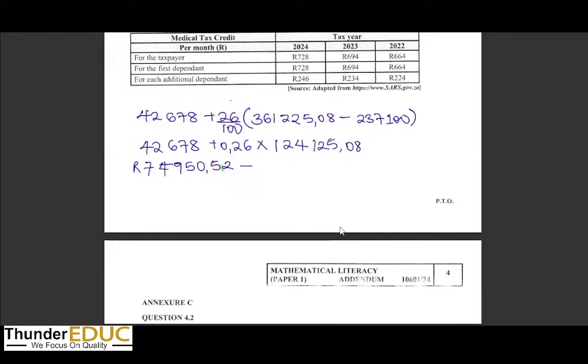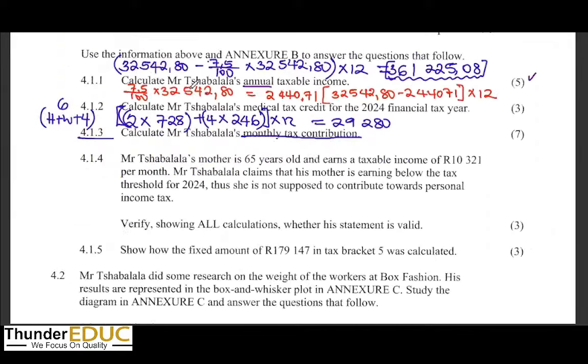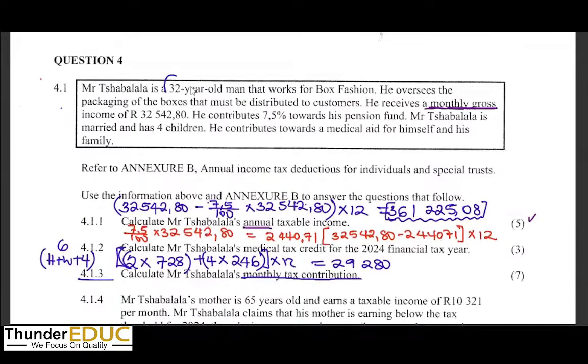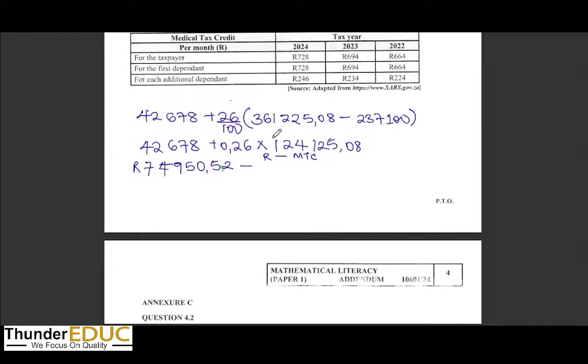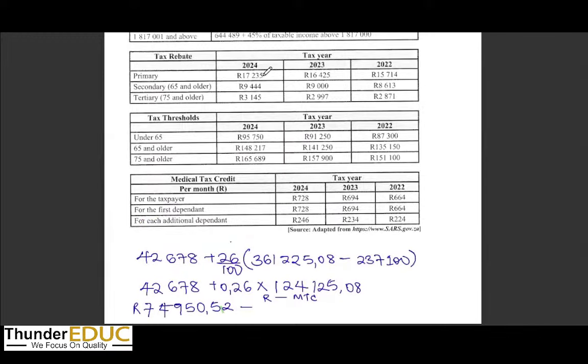and we have 52 rands. Now, this is when we subtract the rebate and we subtract the medical tax credit. Now, Mr. Shabalala is 32 years of age, so he only qualifies for the primary rebate. And we shall also subtract the medical aid, which is 29,280. Okay, let's come here. Since it's the primary, we shall subtract 17,232 from here as your rebate, and minus the medical aid that we had already got.